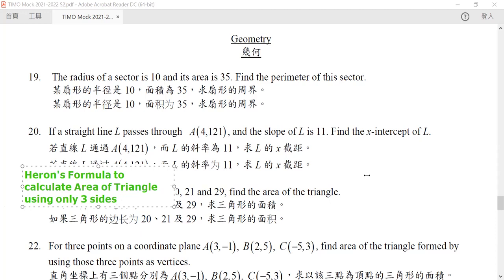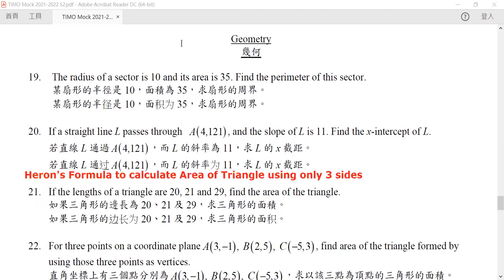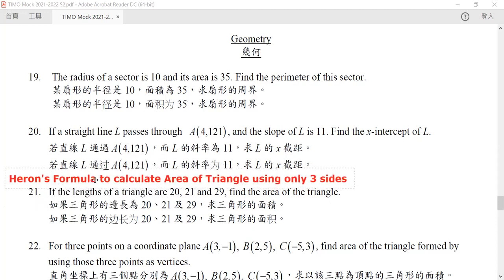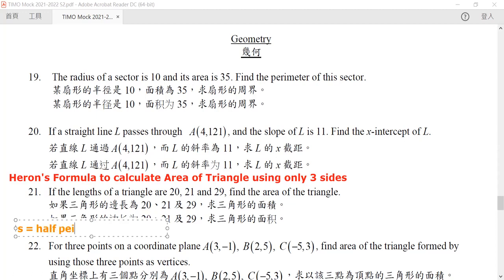Okay. Now, Heron's formula is a formula in which you only need to know the 3 sides of the triangle, and by using the formula, you can calculate the exact area of that triangle. Because if you know the 3 sides, you almost fix the triangle, right? Before we use the formula, let's define something called s, which is called the half perimeter. The half perimeter is just like the name. It is the perimeter of our triangle divided by 2. So in this case, it will be 20 plus 21 plus 29 divided by 2, which is equal to 35.